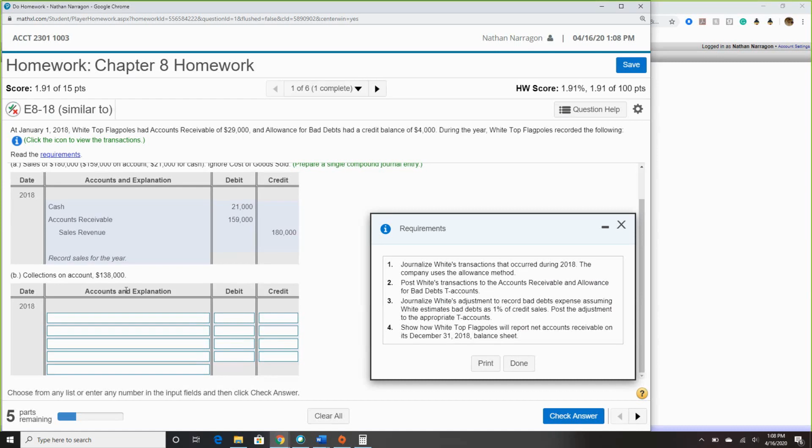Next, we have to journalize the collection on account. Basically we collected so many of the accounts receivable during the year. So, when it's a collection, we know it's cash, and we know it's going to be a credit to accounts receivable. Basically, they paid off their bills. 138,123. There we go.